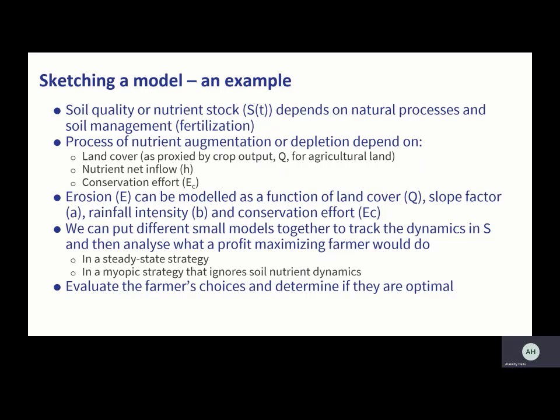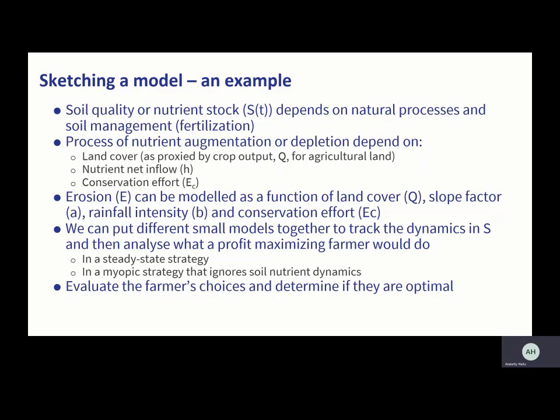We can put these different elements together to track the dynamics of the soil quality or stock, and then analyze, just like we did with the fishery, what a profit maximizing farmer would do to manage the soil. And of course, there is a choice of strategy. Just like in the fishery, we could use a steady state strategy where we are looking for a set of management setup where we maintain the soil quality, we maintain what we do year in, year out in terms of what we put into the soil and how we manage it. And that's a steady state.